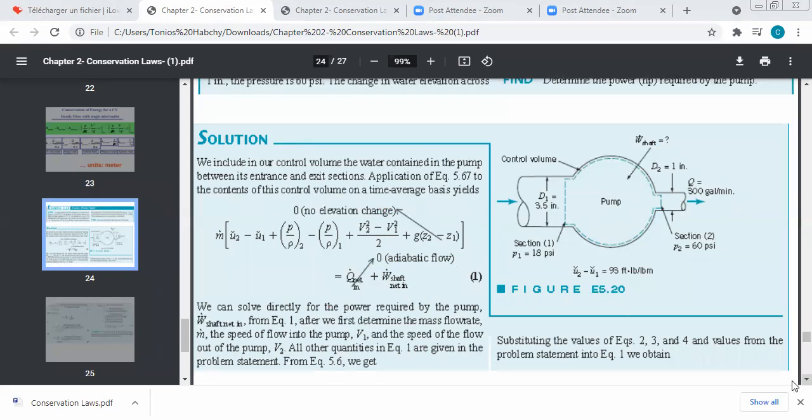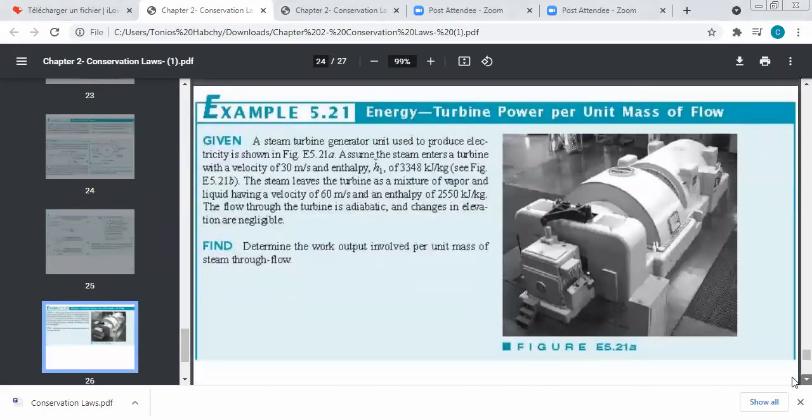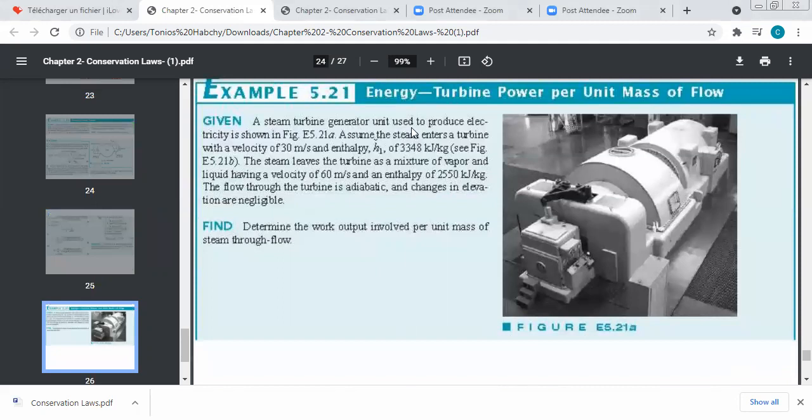Another problem. A steam turbine generator unit is used to produce electricity as shown in the figure. Assume the steam enters a turbine with a velocity of 30 meters per second and an enthalpy h1 of 3,348 kilojoules per kilogram. The steam leaves the turbine as a mixture of vapor and liquid, having a velocity of 60 meters per second and an enthalpy of 2,550 kilojoules per kilogram.